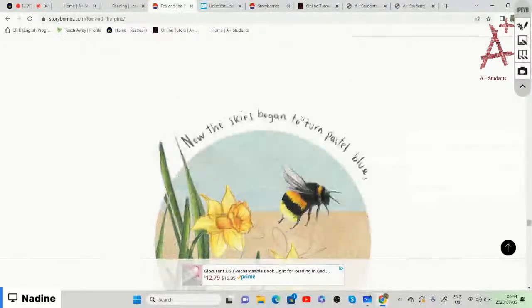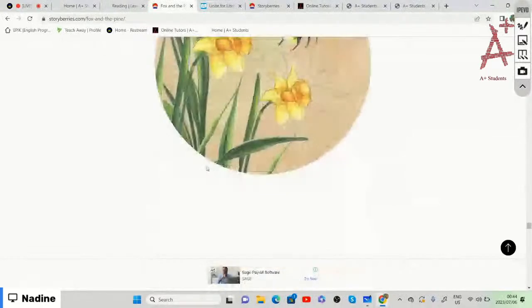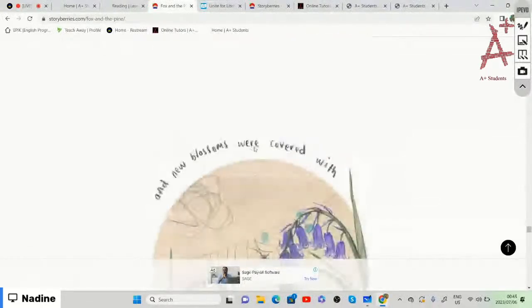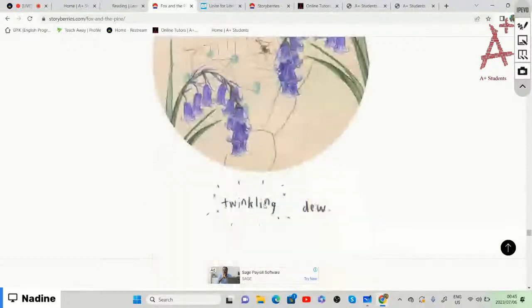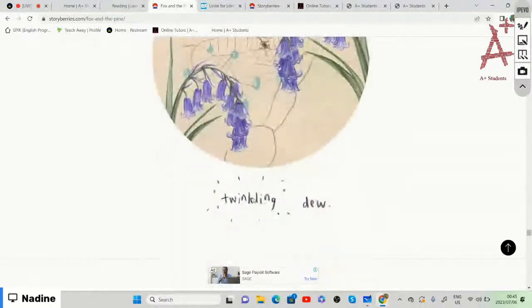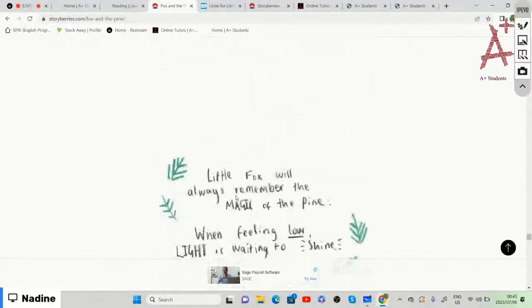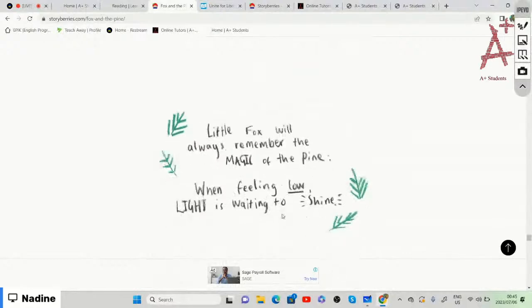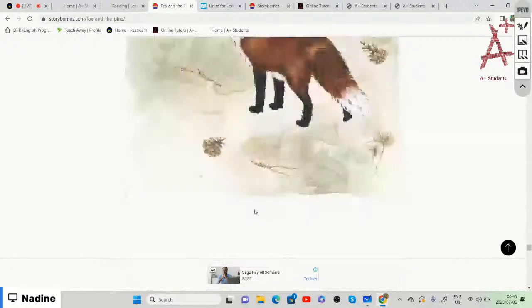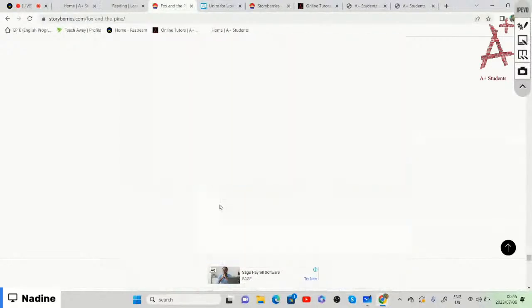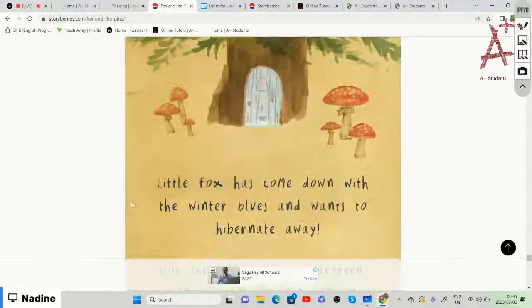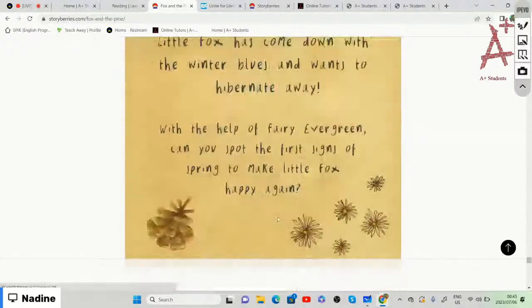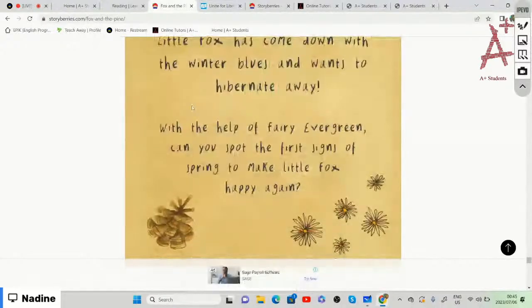Now the skies began to turn pastel blue, and new blossoms were covered with twinkling dew. Little fox will always remember the magic of the pine. When feeling low, light is waiting to shine. Little fox has come down with the winter blues and wants to hibernate away. With the help of Fairy Evergreen, can you spot the first signs of spring to make Little Fox happy again?